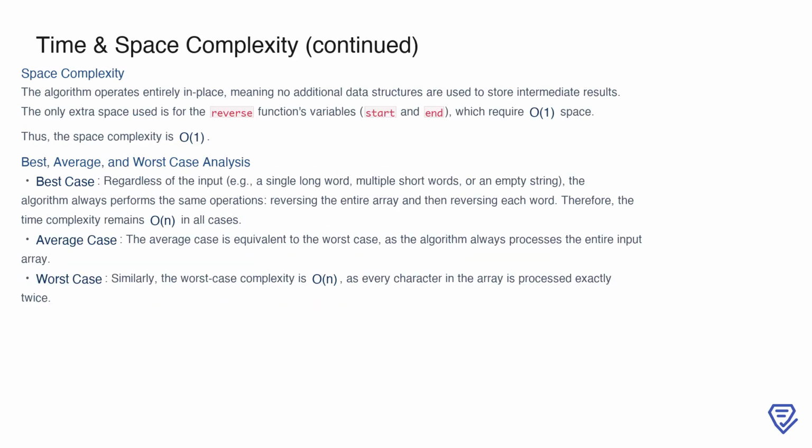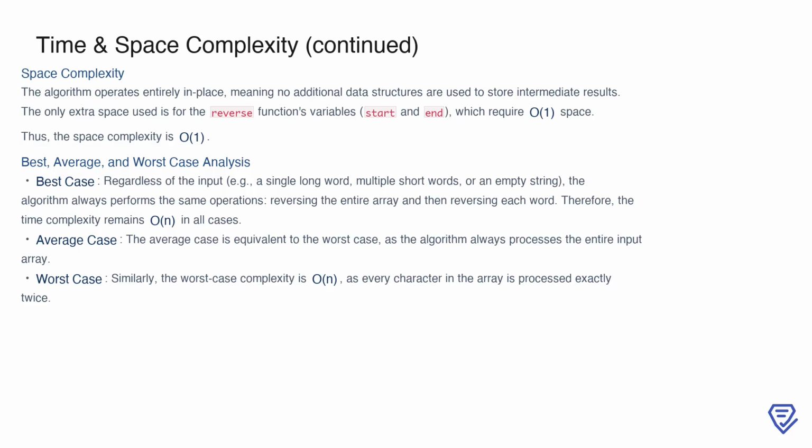Now, looking at space complexity, the algorithm is highly efficient as it operates entirely in place. This means no additional data structures are used to store intermediate results. The only extra space required is for the variables used in the reverse function, such as start and end, which are constants. Therefore, the space complexity is O(1).